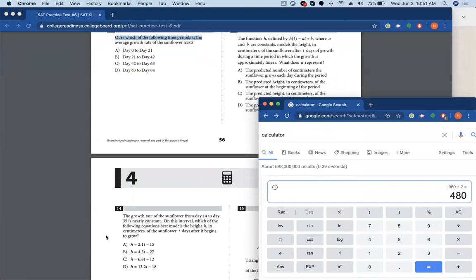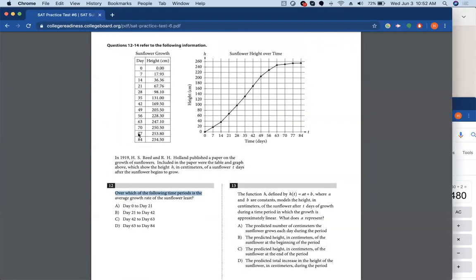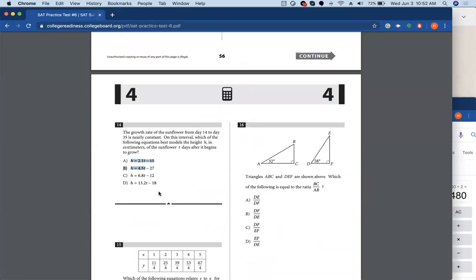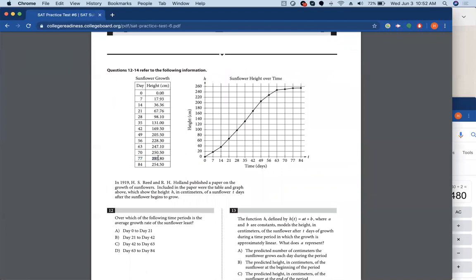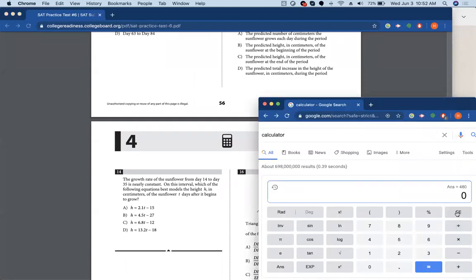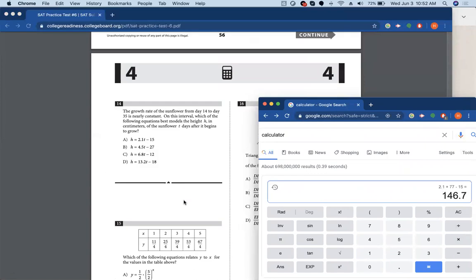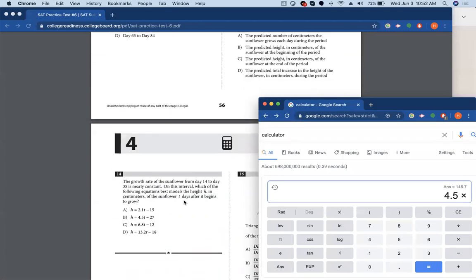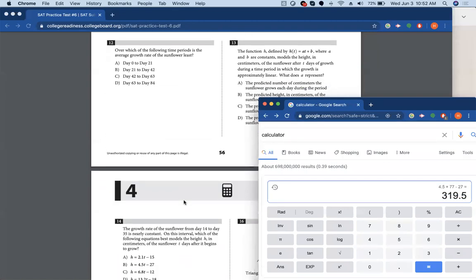Okay, so usually what you want to do is test some random value. Let's test 77. Let's test if our equations show that for 77 we get approximately 253, then it's correct. So let's just plug in 77 into each one. 2.1 times 77 minus 15 is 146, which seems way off from 253. 4.5 times 77 minus 27 is 319, that's an overestimate.